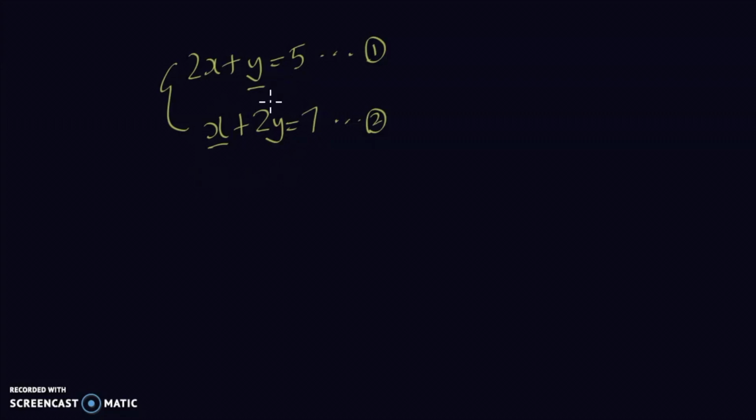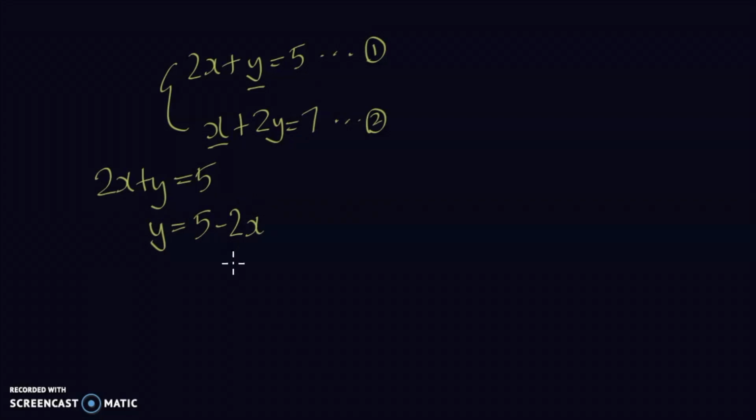So we have the freedom to choose whatever we want. I'm perhaps going to choose y because it comes first. So I'm going to use the first equation, 2x plus y is equal to 5, and I want to make this in terms of y, so it's easy to substitute inside equation number 2. So y is equal to 5 minus 2x. I'm just going to move all the other terms to one side. So we have this equation.